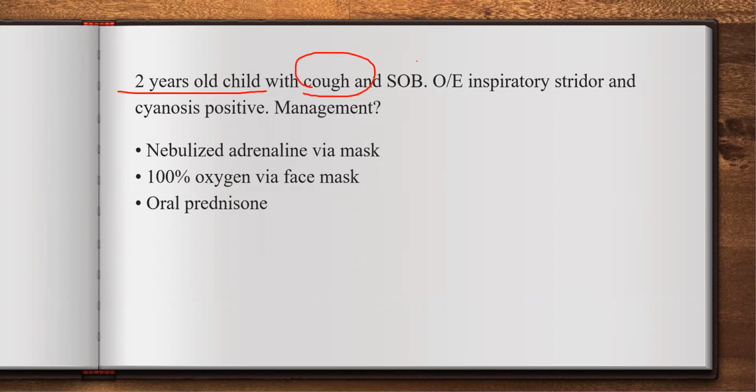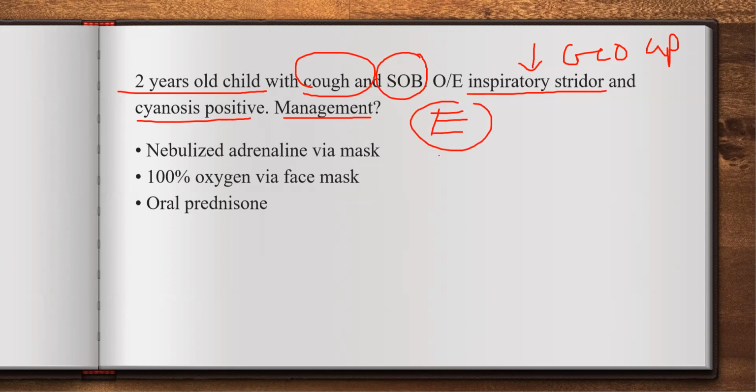A two-year-old child with cough and shortness of breath. On examination, there is inspiratory stridor and cyanosis is positive. What is your management? So a 2-year-old child has cough, shortness of breath, and inspiratory stridor. Inspiratory stridor means it's croup, right? How do we remember? Because if it is expiratory stridor, E is for epiglottitis. Also, you have got cyanosis in this patient, which is a feature of severity.